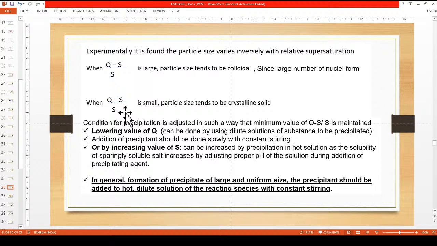Okay, when (q minus s) upon s, this value if you are getting small, that is solubility of precipitate ज्यादा रहेगा और q minus s सुपर सैचुरेशन का कम रहेगा, that time you will get, if you will get it small, particle size tend to be more crystalline.